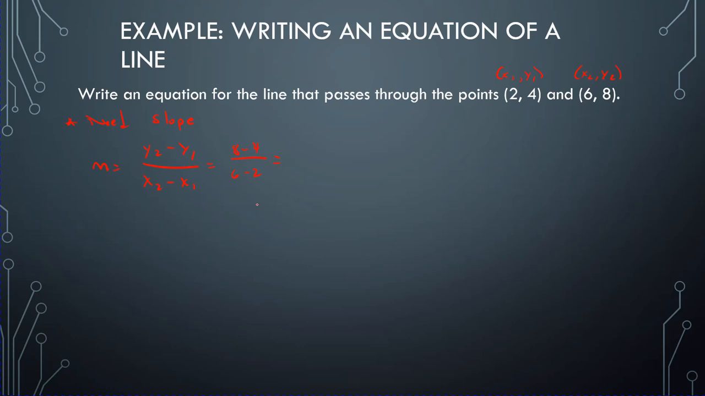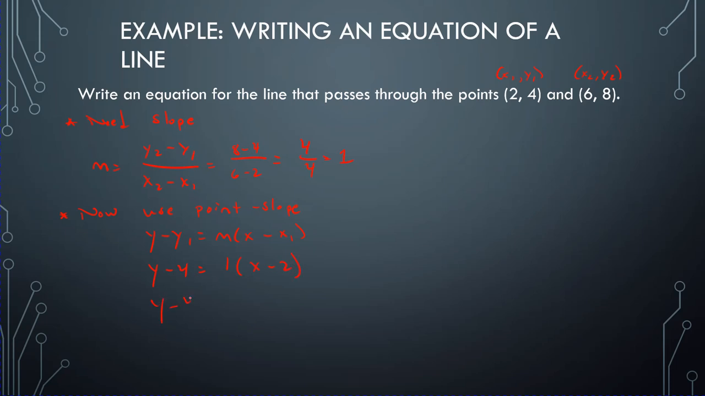Wow, this one's pretty easy here. So 8 minus 4 gets me 4. 6 minus 2 gets me 4. Nice, the slope is 1. Now use the point slope. So it's y minus y1 is equal to m times x minus x1. So at this point, it actually doesn't matter what point you use. You can use either one. You'll get the same answer. So I'll just use this first one. So this is y minus 4 is equal to 1 times x minus 2.